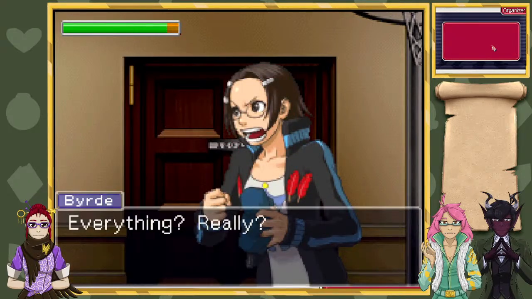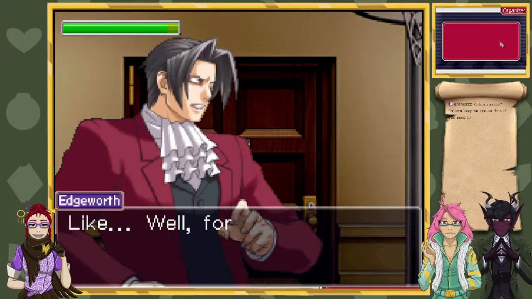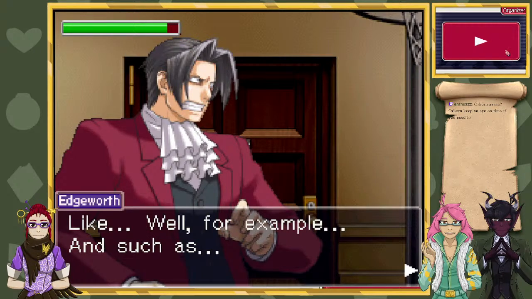Yeah, really, pastry puff. My prints are all over my office mate's nameplates. Well, don't you have a good alibi if someone murders someone in your office mate's office. Yep. Yeah, everything! Really? Like what, sir? We may not find out, Miss Bird, because it's time. It is time. What? What?